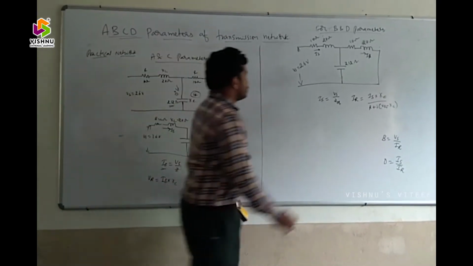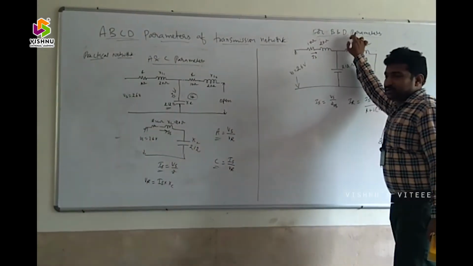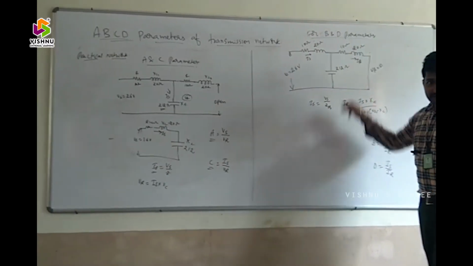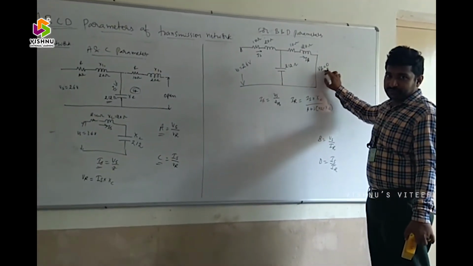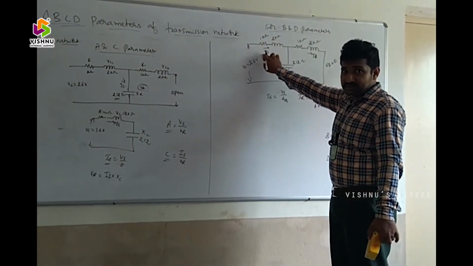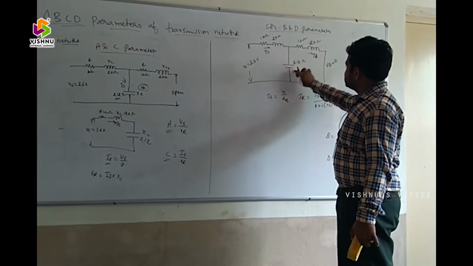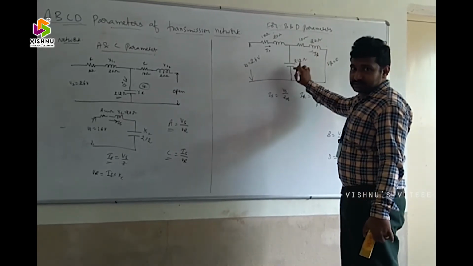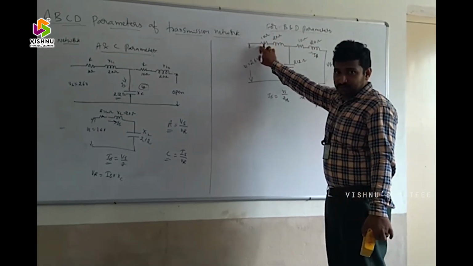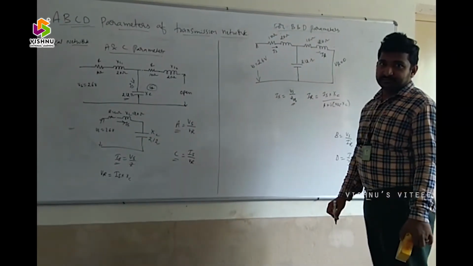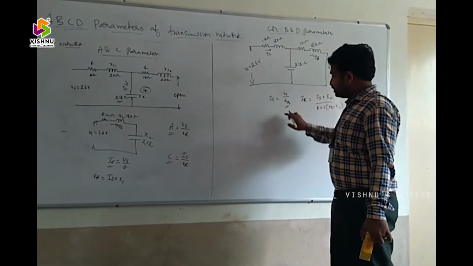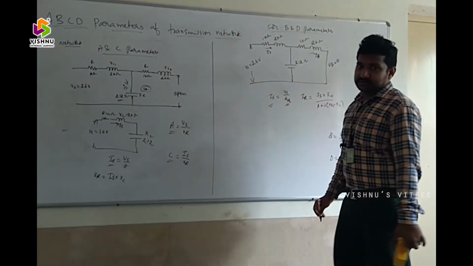Coming to the short circuit parameters, or the B and D parameters. When the receiving end is short circuited, VR is equal to 0. So we get IS, the sending end current. IS is again the combination of this parallel circuit: R, L and C, these three are in parallel, and this is in series, the primary one. That is nothing but Z equivalent, the total impedance. VS by Z equivalent will give IS.